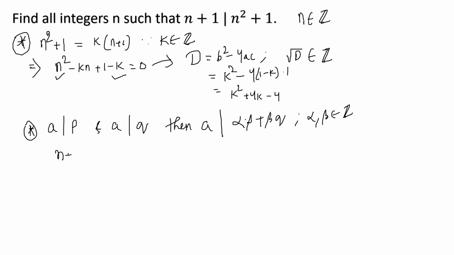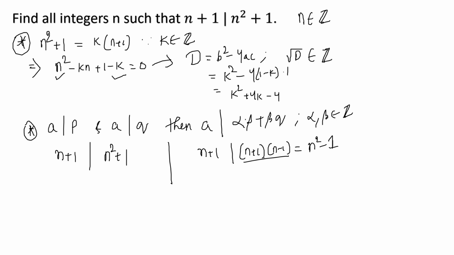So since n plus 1 divides n square plus 1, we also know that n plus 1 must divide n plus 1 whole into n minus 1, because this is an expression which has n plus 1 inside it already, so obviously n plus 1 should divide this whole thing. But if you factorize this, it is in the form of a plus b into a minus b, which gives you n square minus 1. So n plus 1 divides n square minus 1 is also another fact that we got just from the expression having n plus 1 in it.